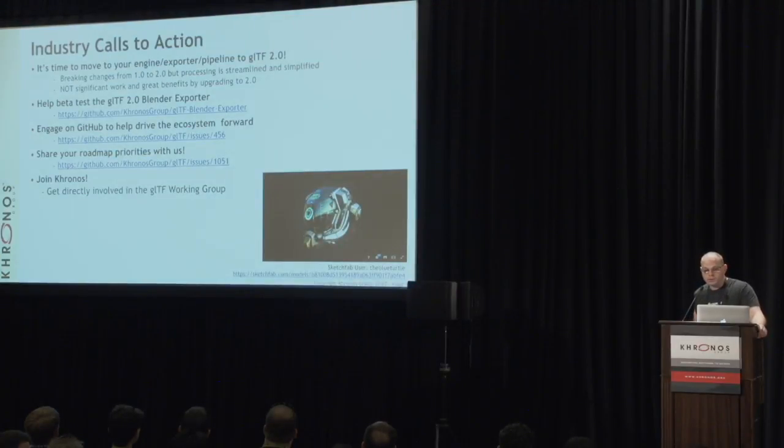In addition, other ways to engage is if you go on GitHub, we have two issues here. Issue 456 is all about the ecosystem. Tell us what tools you think we should be working on. If you're working on something, let us know. We'll help spread the word. And then issue 1051 for the spec itself.